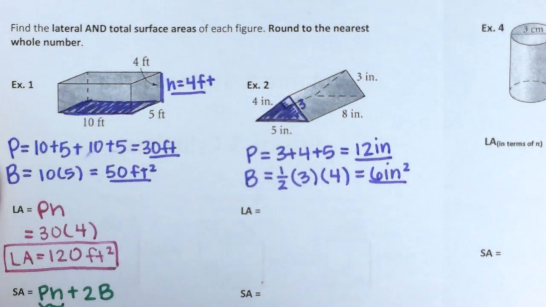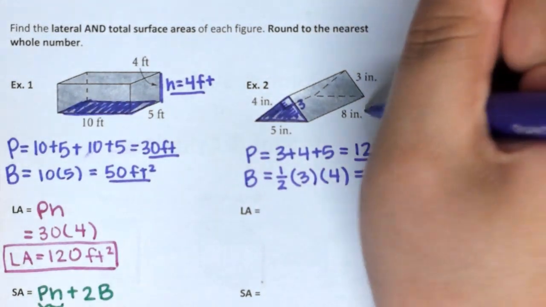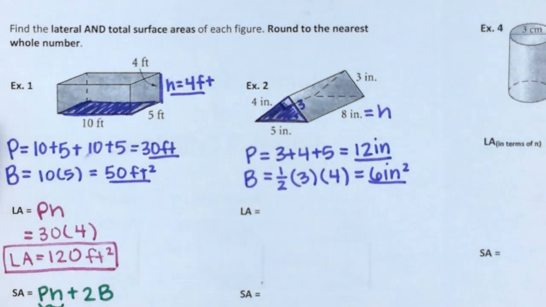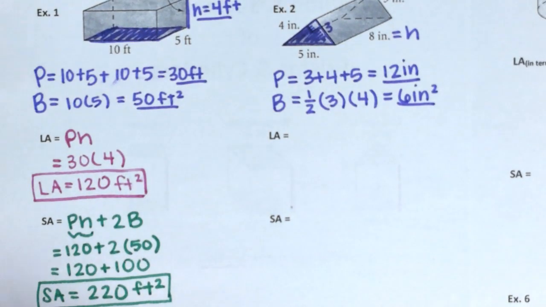And then what's the last thing I need to know? What is the height of the prism? How far apart are my two bases? 8. So 8 is the height. Even though it's not standing on the bases, you can still find the height because it's what's between them. All right, I'm going to give you 1 minute. I would like you to answer the 2 questions. Go.